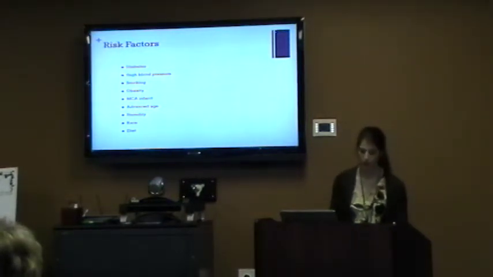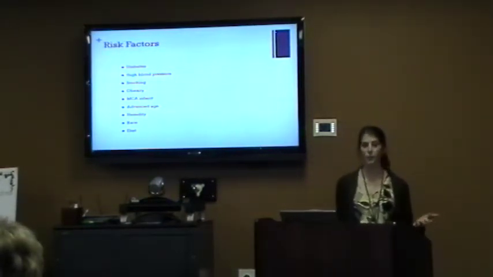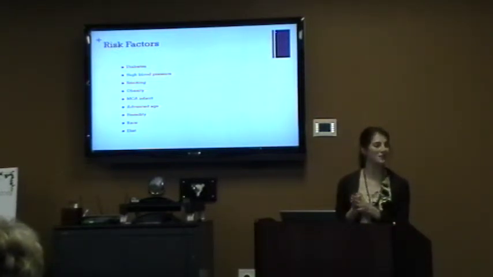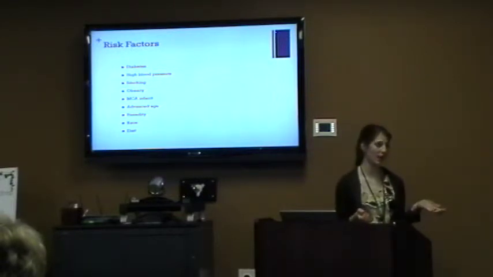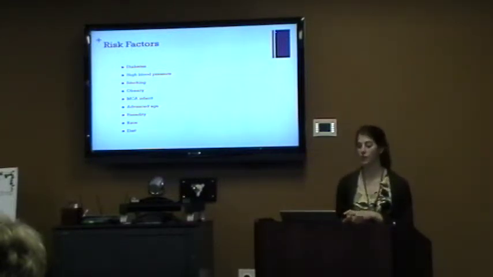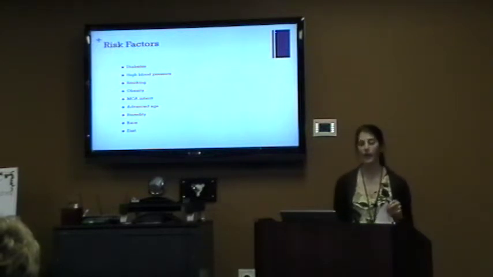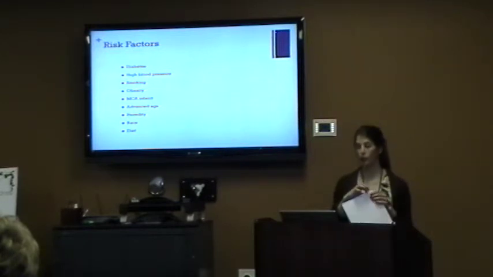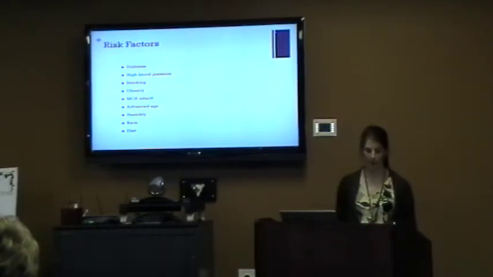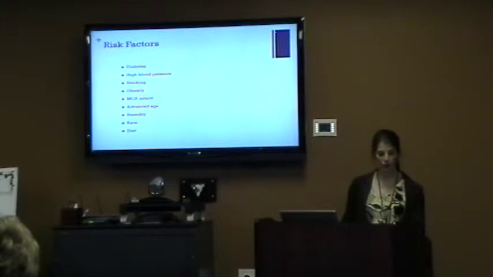So some of the risk factors: a good thing is that approximately 80% of strokes can be prevented, so that's a really good thing. We want to try to make sure of some of those, not predisposed factors, but the things that we can control. Some of the risk factors include diabetes and high blood pressure. High blood pressure is actually the leading cause. Smoking and obesity, obviously related to our diet. And MCA infarct, which is middle cerebral arterial infarction, and that's the lack of blood flow to the brain.